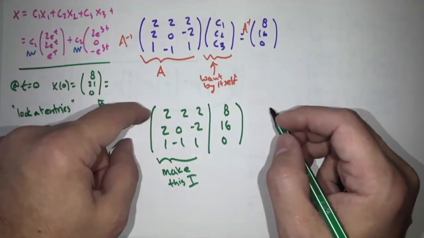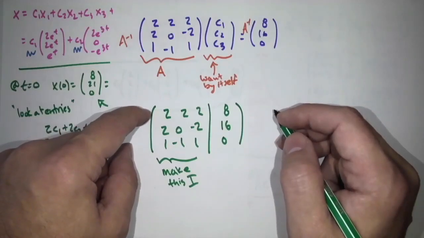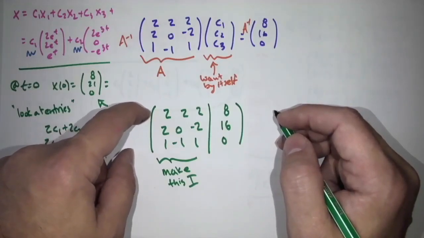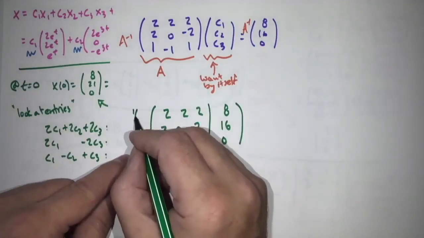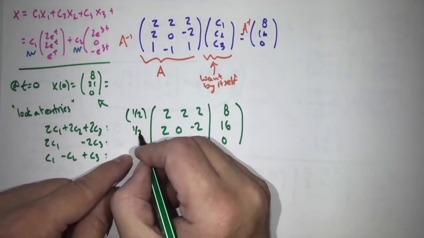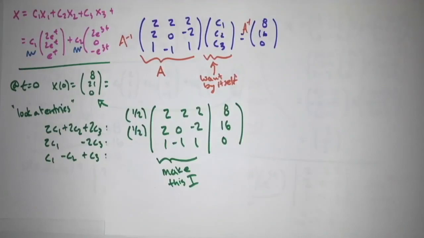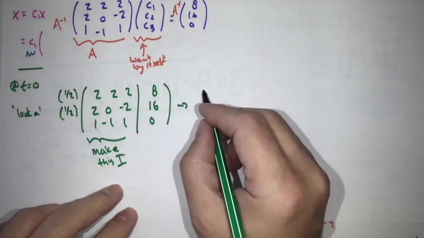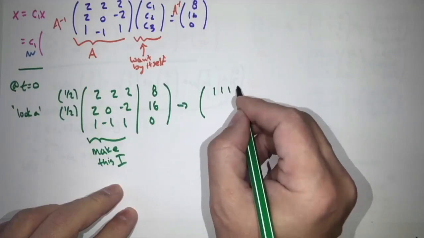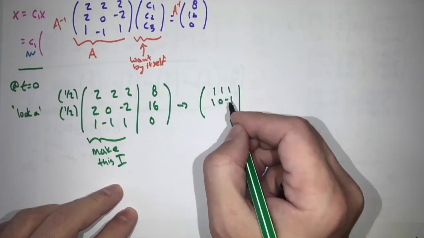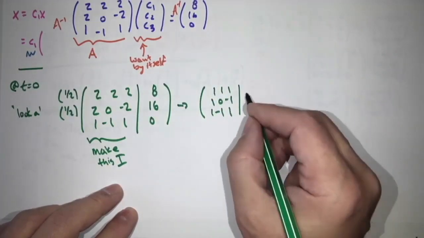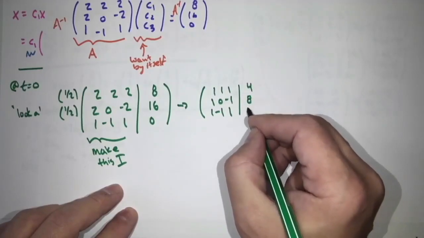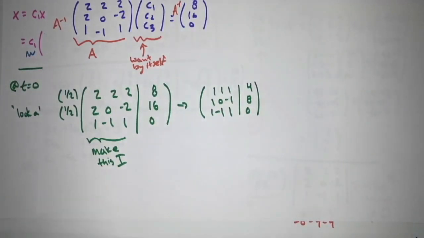We can divide the top by 2. If we're just feeling giddy about dividing stuff by 2, what else can we divide by 2? Yeah, so remember our steps are, we can multiply any row by a constant, we can swap any rows, and we can add multiples of one row to another. Okay, so this becomes 1, 1, 1, 1, 0, minus 1, 1, minus 1, 1, and we have 4, 8, 0. All right.